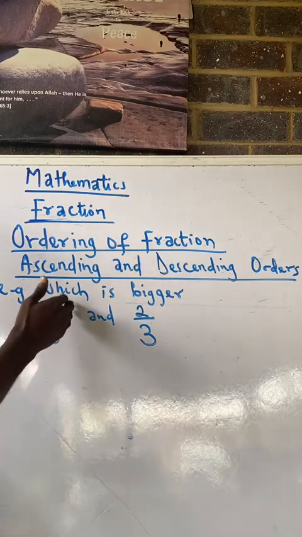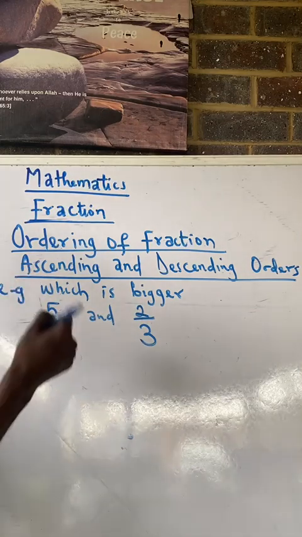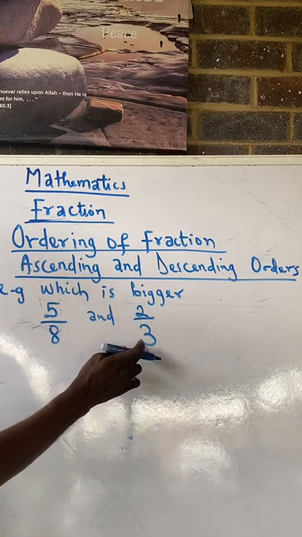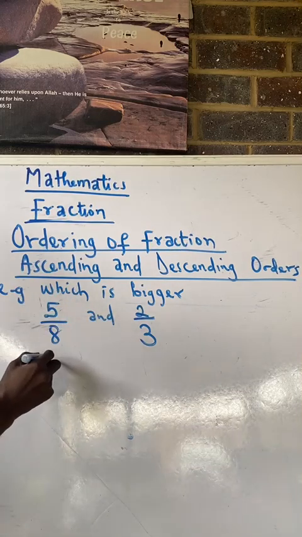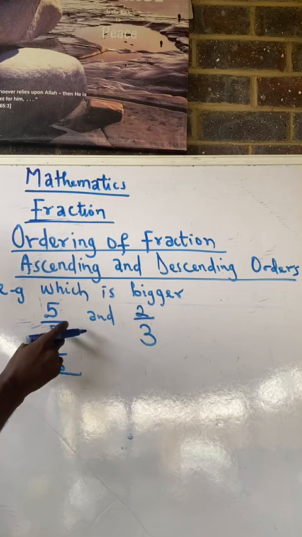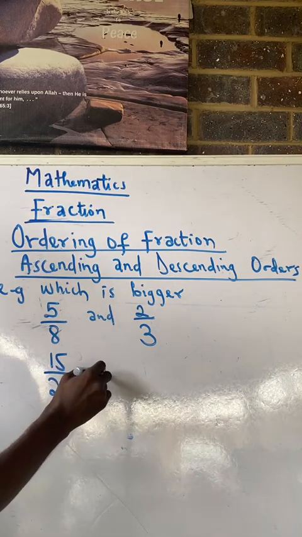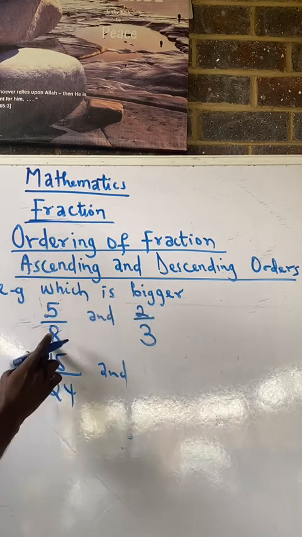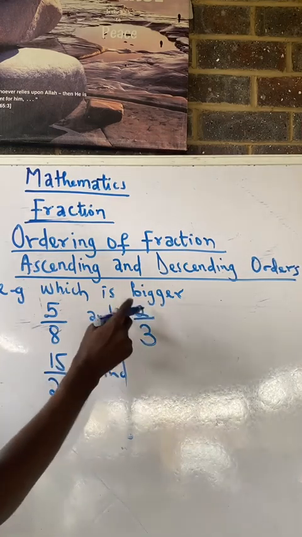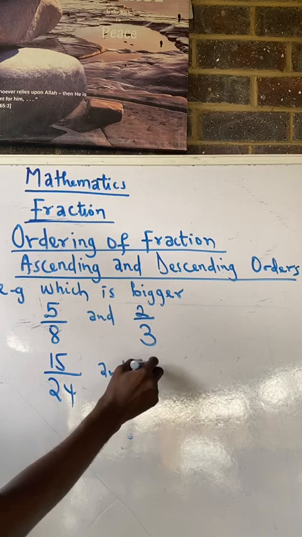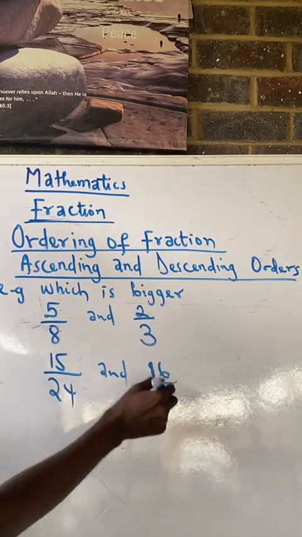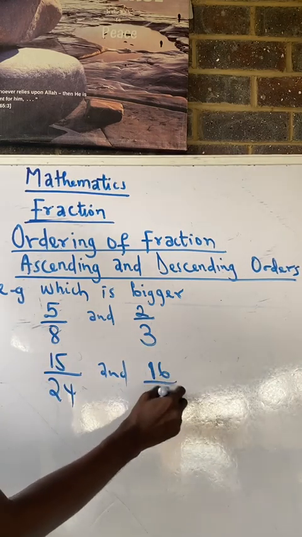What can we use to multiply this to get 24? Or, no need of wasting time, multiply this by 3. 5 times 3 will give me 15. Multiply this by 3 again. 8 times 3 will give me 24. And the second one, we multiply this and this by 8. 8 times 2 will give me 16. And 8 times 3 will give me 24 also.